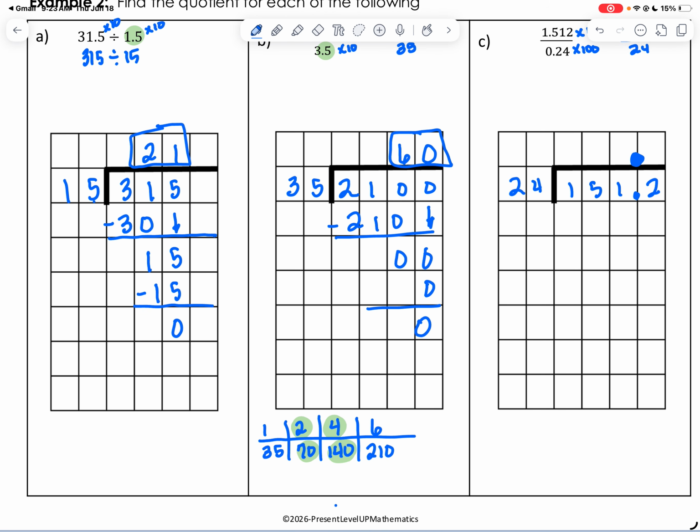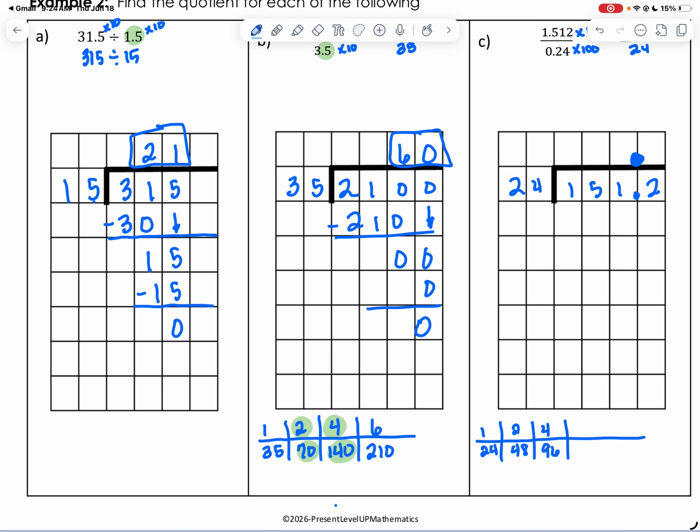Now, again, I'm going to use a ratio table to get some multiples of 24. I know 1 times 24 is 24. Now, I'm trying to get to 151. So if I double that, I get 48. That's still not big enough. If I double that, 48 doubled, 40 plus 40 is 80, and 8 plus 8 is 16. So that would be 96. Still not big enough.